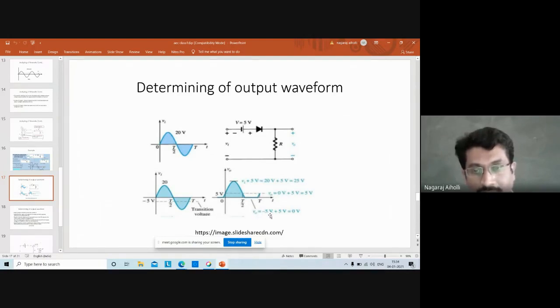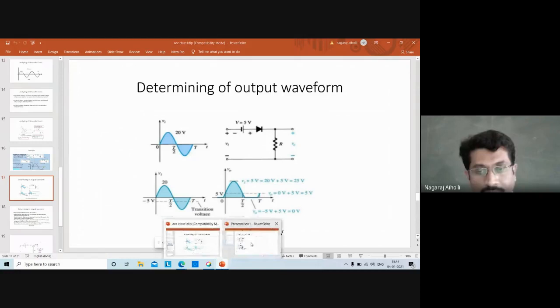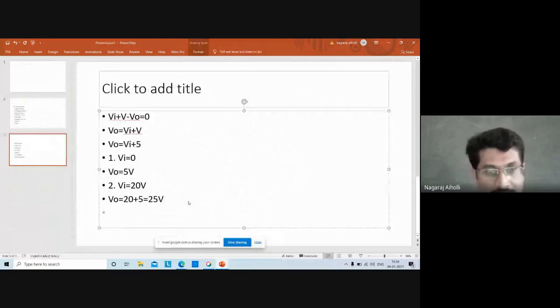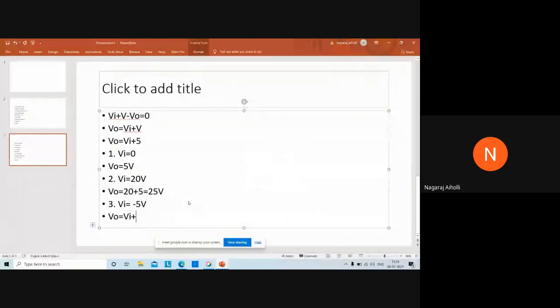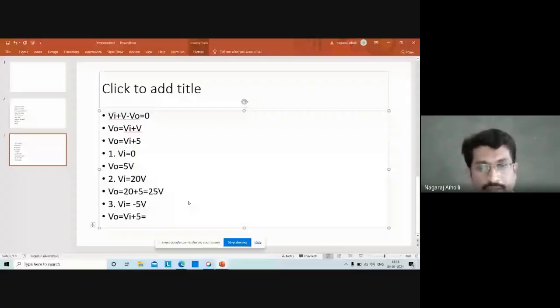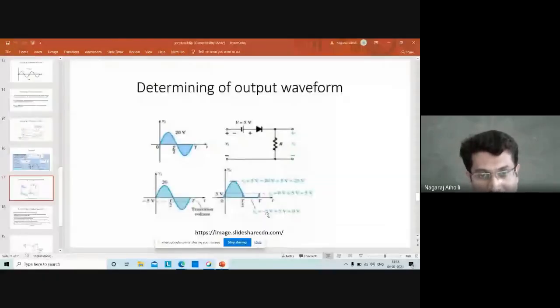Correct? So when Vi is minus 5 volts, what will happen? What will be the output voltage? Vi is equal to minus 5 volts, therefore V naught will be equal to Vi plus 5. So this will be equal to how much? Minus 5 plus 5. That will be equal to 0 volts. So we get V naught as 0 volts. Okay, so that is what is written here. When Vi is minus 5 volts, at this level, the output will be 0 volts.